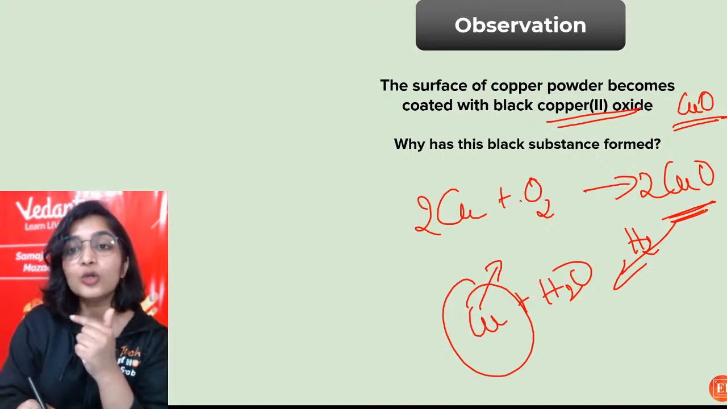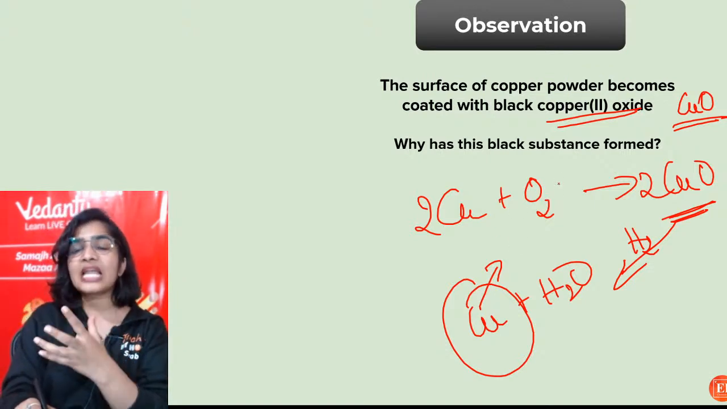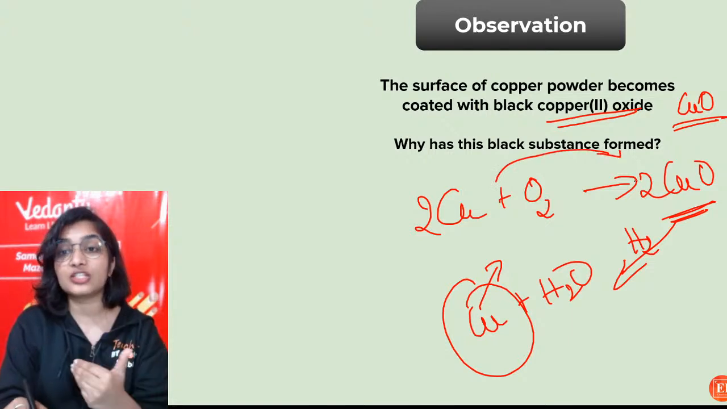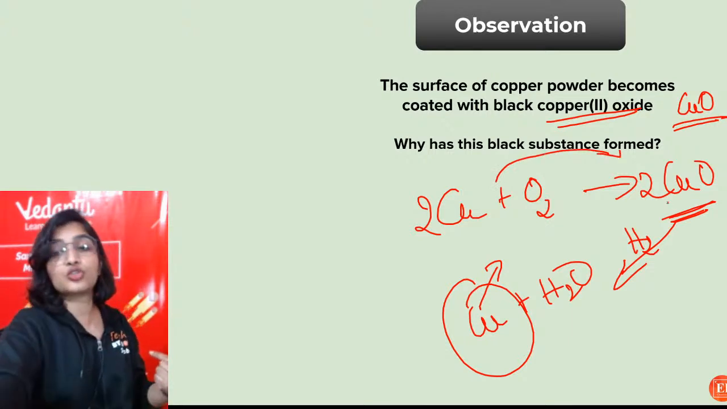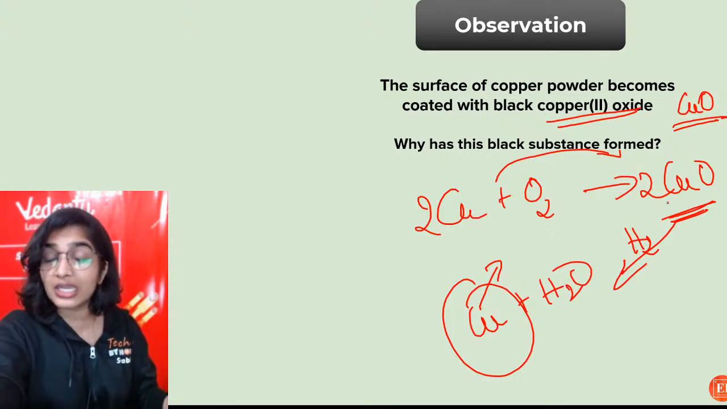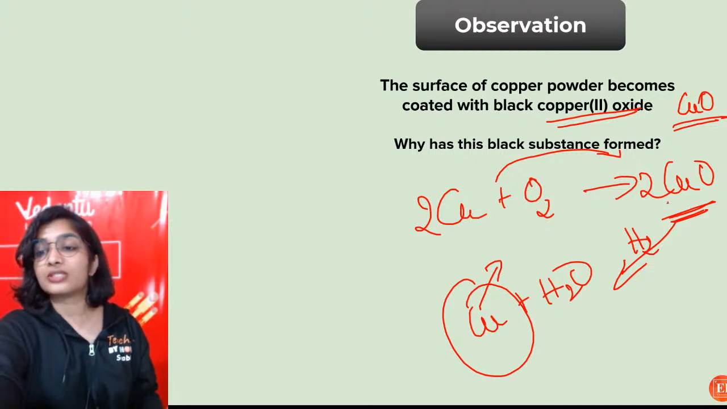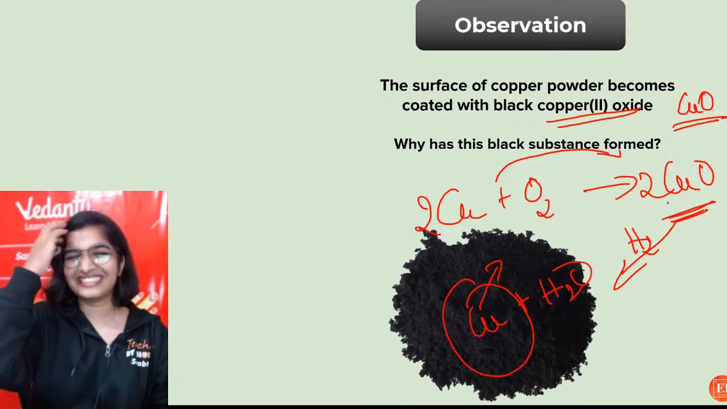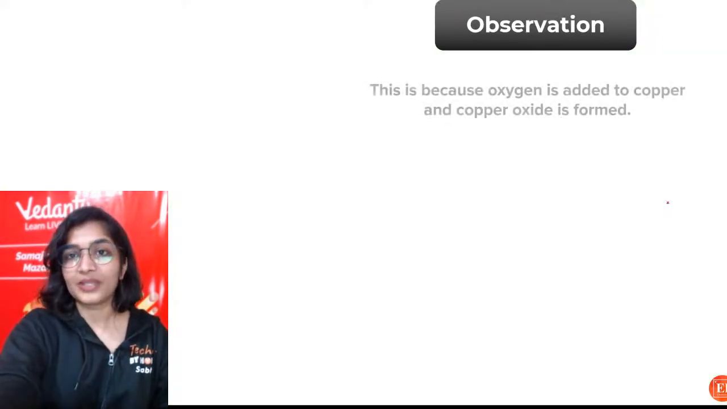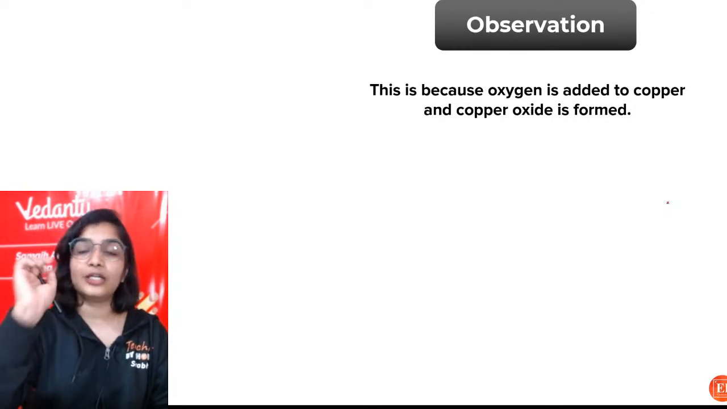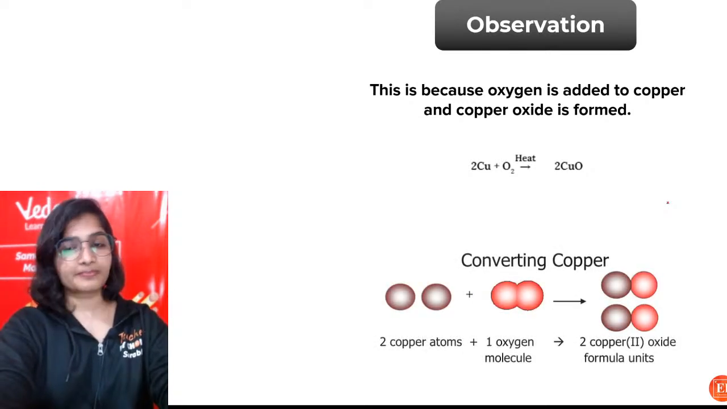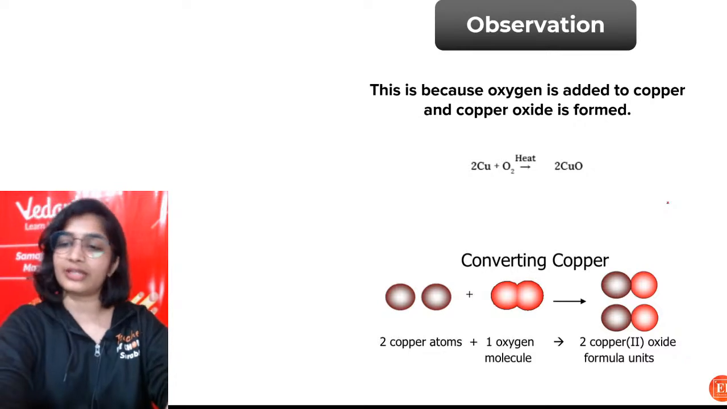So what is happening here? Cu plus O2. Copper has gained oxygen, because we don't see oxygen on the LHS. So this is an oxidation reaction, whereas in CuO plus H2, hydrogen gas is acting as a reducing agent and it is reducing copper oxide to copper. Pass H2 gas. Very good. So oxygen is added to copper and copper oxide is formed, Cu plus O2 to CuO. So it is basically an oxidation reaction.